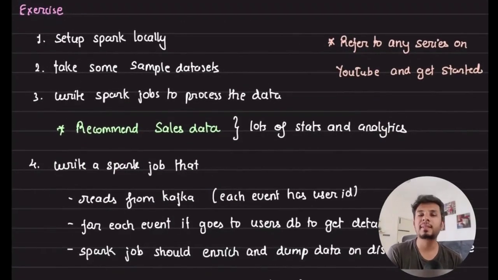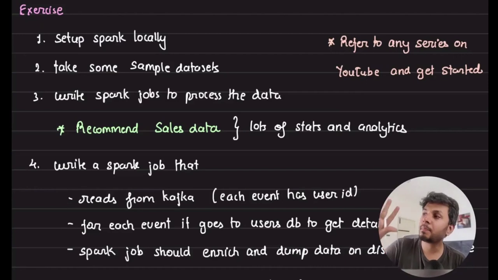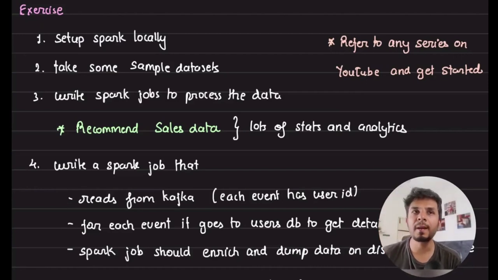So as part of this exercise, what I want you to do to understand Spark is, number 1, set up Spark locally. Number 2 is take some sample data set. There are many data sets which are available, right? You take some sample data sets and write Spark jobs to process that data. It is better to take a sales data set. Typically, you will find sales data sets only, but I'm being explicit about it.